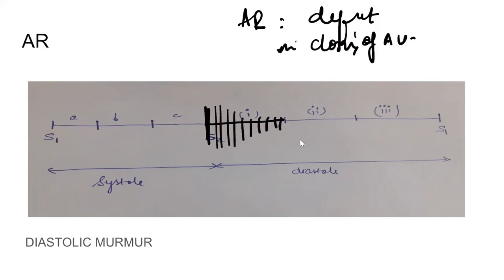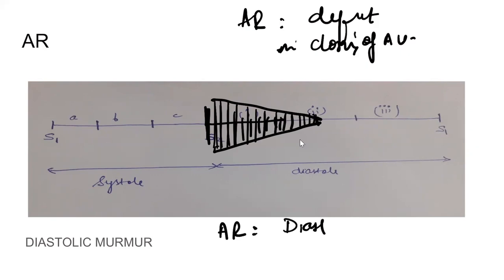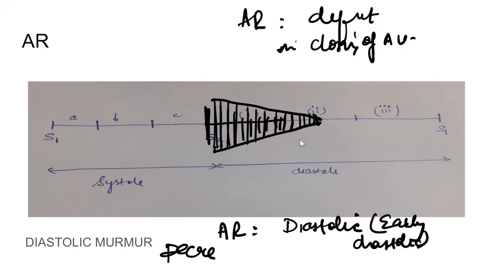Now since LV is a small cavity and aorta contains a lot of blood, the flow would keep on decreasing. And during this phase, that is the passive filling phase, since LV is also receiving blood from LA, there is a decrease in the leakage of blood from aorta to LV. So the murmur would keep on decreasing. So we can say that the murmur in AR is diastolic, mostly early diastolic, and it is a decrescendo murmur, that is, it decreases with time.